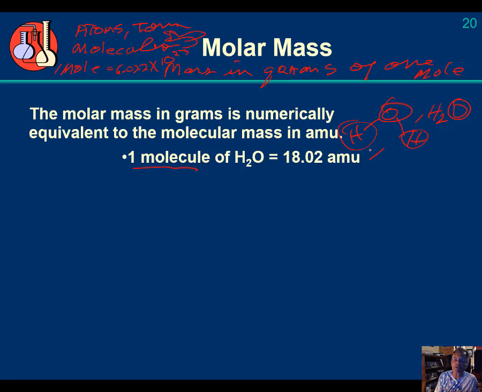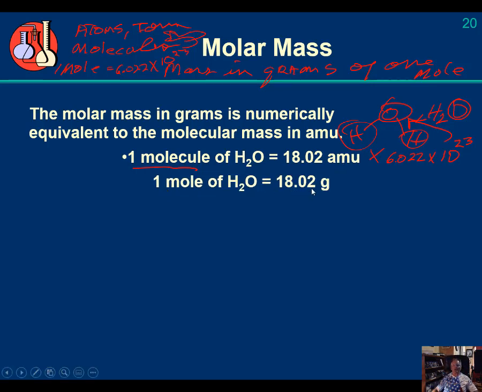But if I multiply that times 6.022 times 10 to the 23rd, so that I have this many of these things, then I have the same number, 18.02, but my unit is now grams. 1 mole of water is equal to 18.02 grams. Okay, hopefully that's clear. So 1 molecule, we're talking about AMU.